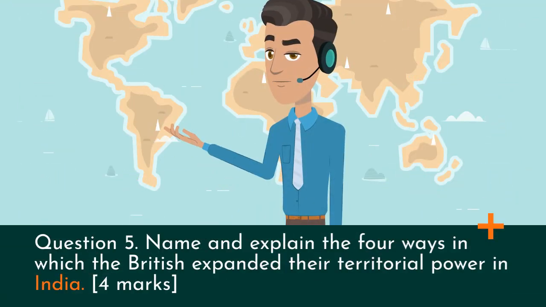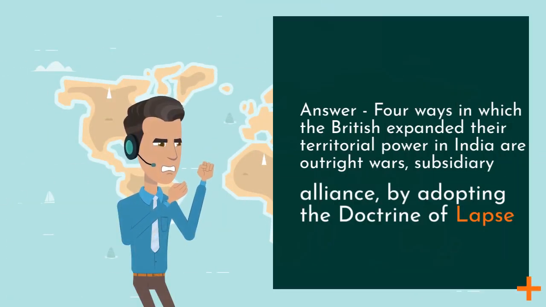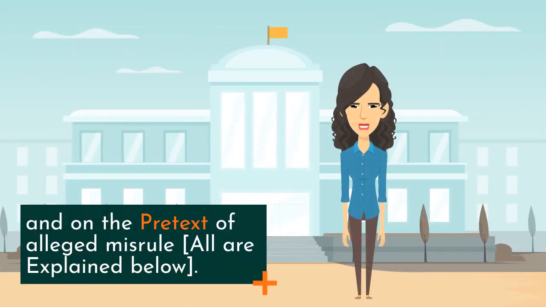Question 5. Name and explain the 4 ways in which the British expanded their territorial power in India. 4 marks. Answer. 4 ways in which the British expanded their territorial power in India are outright wars, subsidiary alliance, by adopting the doctrine of lapse, and on the pretext of alleged misrule. All are explained below.